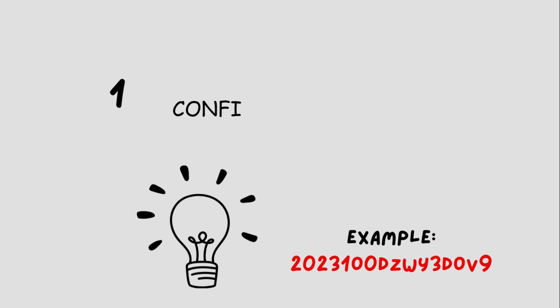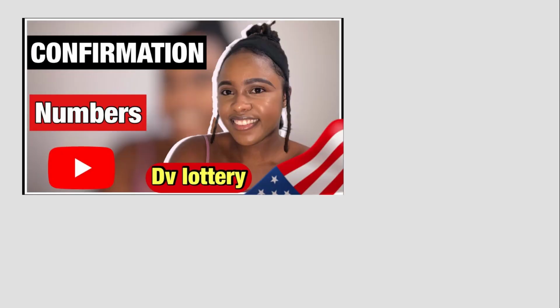Number 1, you will need your confirmation number. The confirmation number is the code that you received the moment you finished submitting your application during the time that DV was played last year. If you do not remember much of this information, I do have a video that talks more about the confirmation number, and the link is also in the description box.